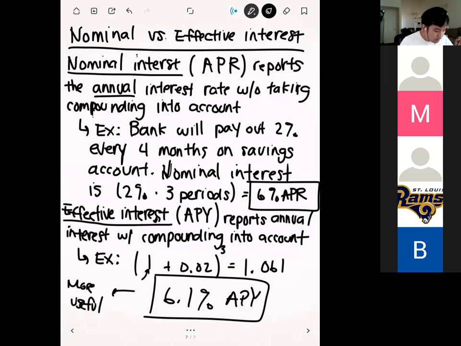Okay. Right, so the effective interest rate is going to be more useful, and that's the one that you're actually going to plug into your formulas that we did before. So just be careful. If you're reading a problem, or you're doing your own calculations of personal finance, and they give you something in APR, before you plug that into the formulas that we have, make sure that you actually compute the effective interest rate, or the APY, because that's what's going to give you the more accurate answer. Okay. All right. Are there any questions on this?